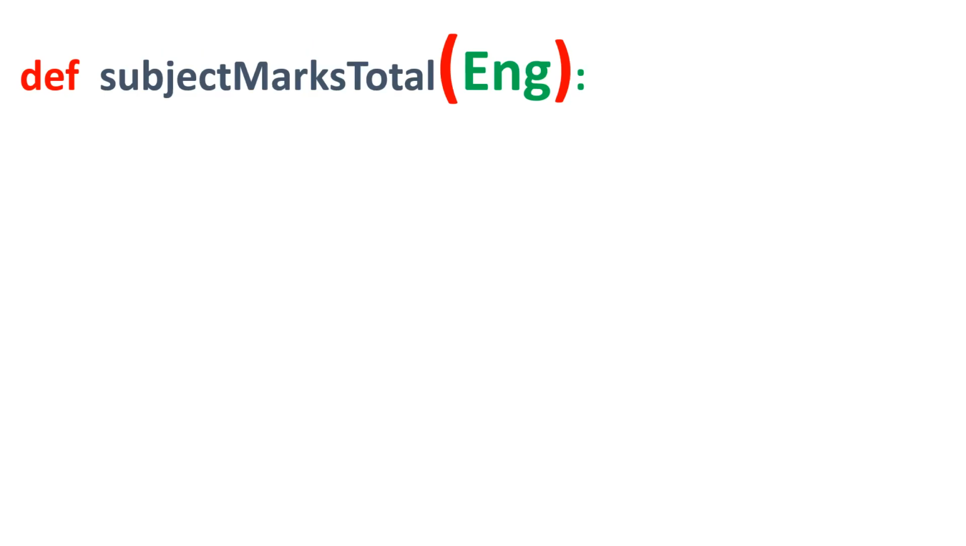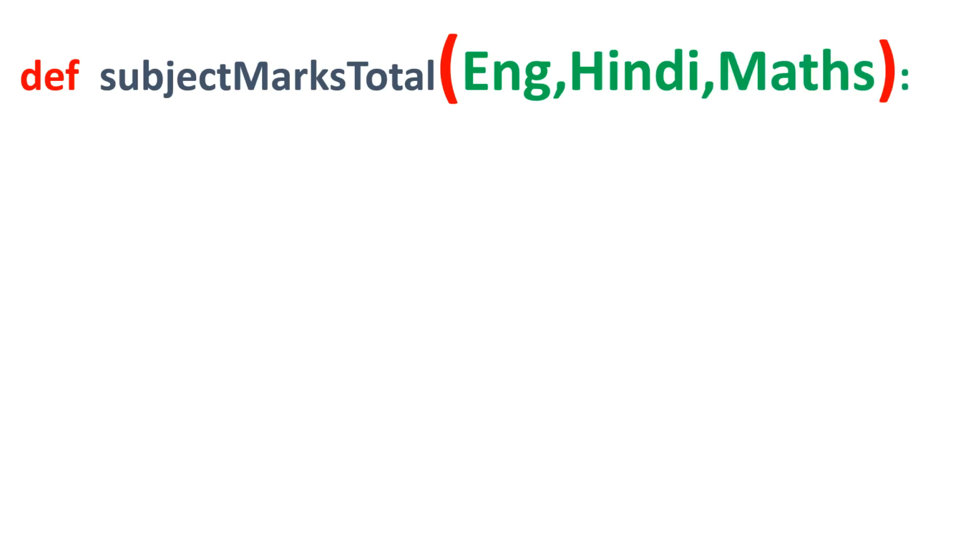First we will provide English marks using the English argument. ENG is an argument. Then we are providing Hindi marks. Then we are providing math marks. In this way you can provide any number of marks separated by commas. So ENG, Hindi and maths, these are called arguments of the function.